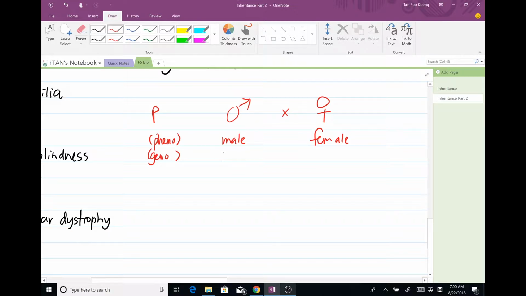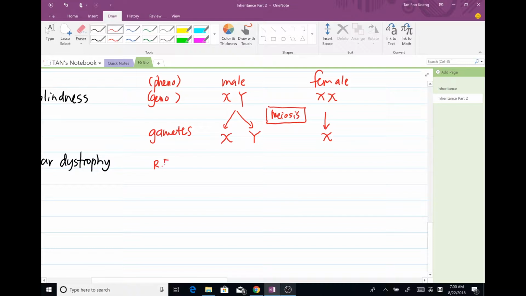So male has one X chromosome and one Y chromosome, while female has both X chromosome. During the formation of gamete, the male is able to produce two types of gamete, which is X and Y. The female, however, is only able to produce one type of gamete, which is X. And what is this process that forms the gamete? Is meiosis. Yes, you are right.